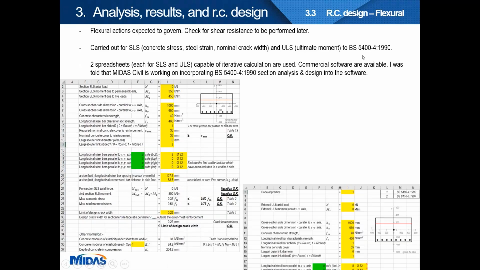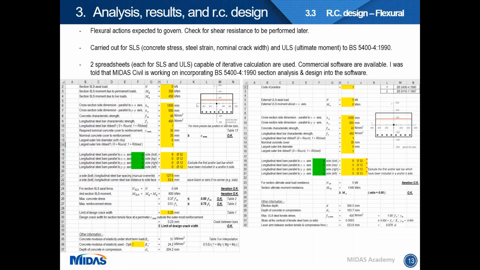To do this, I made two computer spreadsheets capable of iterative calculation. They are made to make my input quicker and make my work easier. There are commercial software available outside. I was also told that MIDAS Civil is actually working hard on incorporating the section design of BS 5400 into their software. So let's look forward to it. This is how I did the RC design.